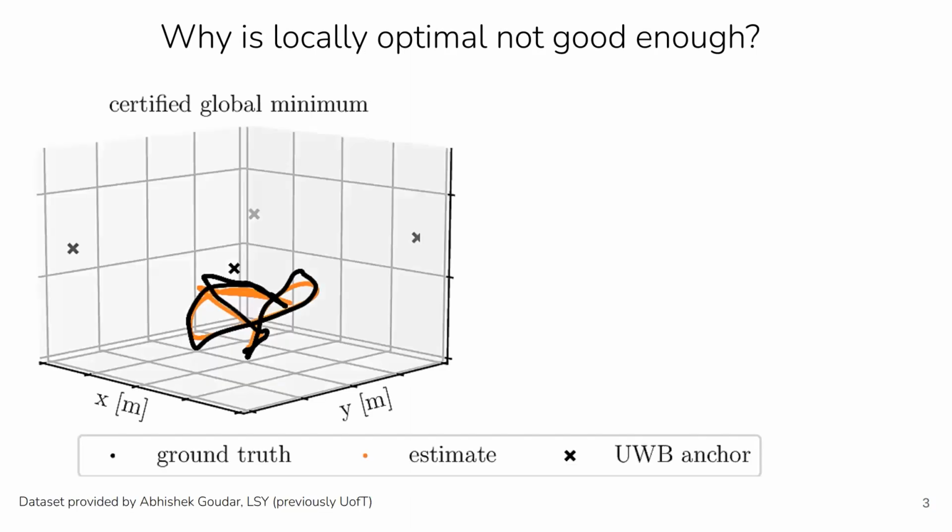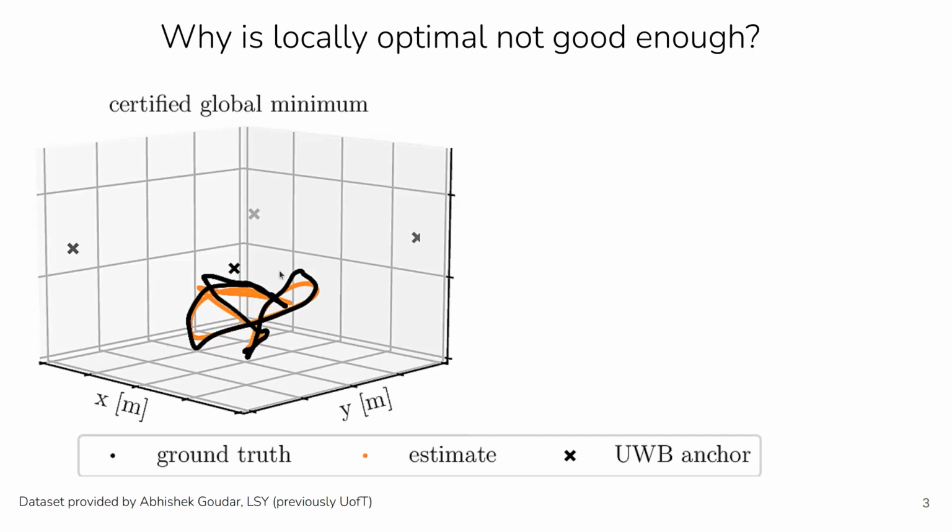All right, and why do we even care? Why is locally optimal sometimes not good enough? So I have this simple state estimation problem. This is a data set that was recorded by Abhishek Goudar and his colleagues, also at U of T, previously DSL. So here we have a drone that is flying in an arena, and it's measuring distances to fixed anchor points. So the crosses here are fixed anchors, and the drone is estimating its trajectory.